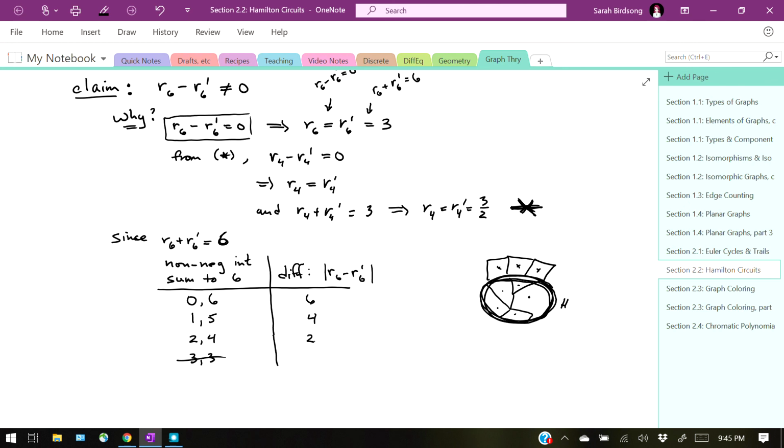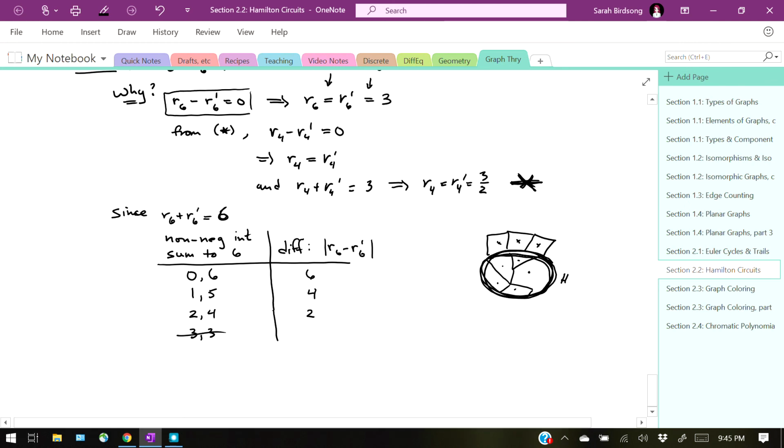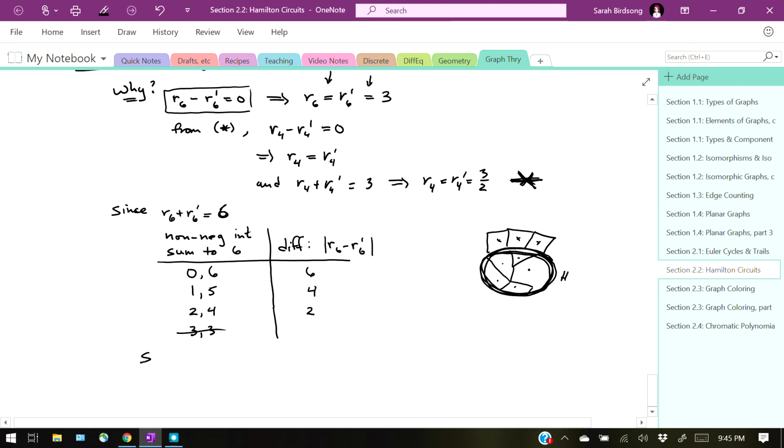Okay. Now, what does this tell you? This tells you the following. This says that if you look at the absolute value of the difference of the number of faces that are either inside or outside of your Hamilton circuit, it's going to be 2, 4, or 6. Or if you want to be lazy, you can say it's going to be 2 or bigger. But you could legitimately say it's only those 3 numbers too.